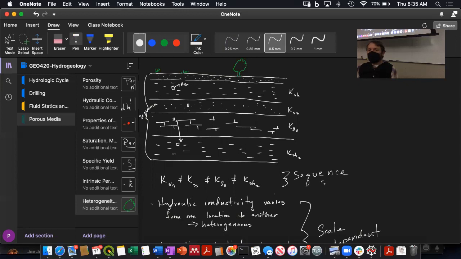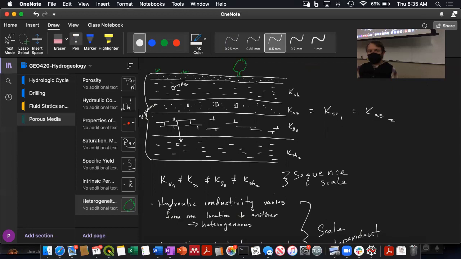At my sequence scale, I would certainly expect this thing to be heterogeneous, all right? But if I came into this sandstone, and if I took a bunch of cores in this sandstone, I might find that my hydraulic conductivity is relatively the same.